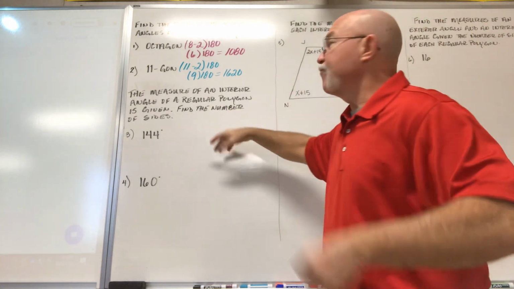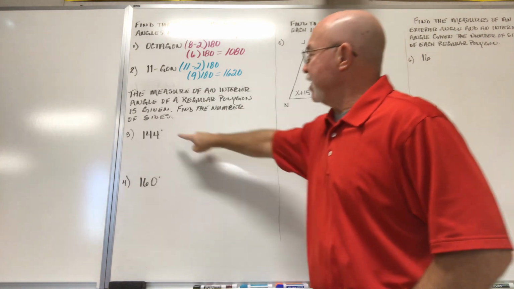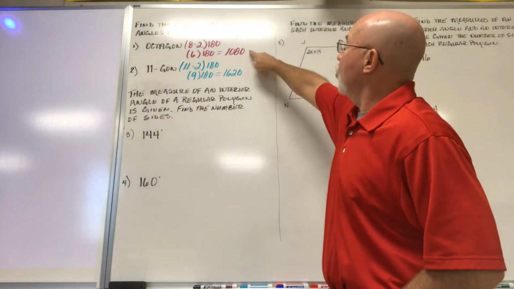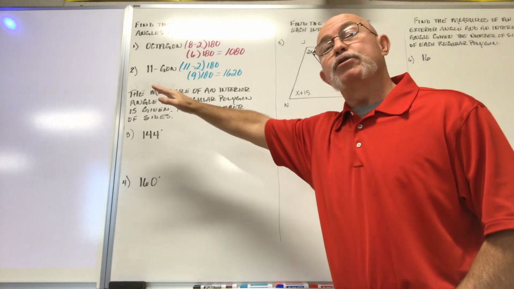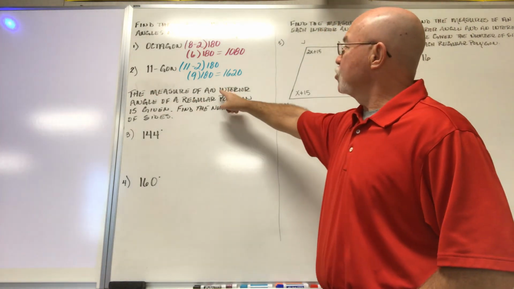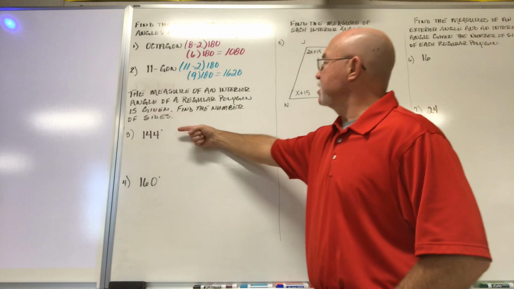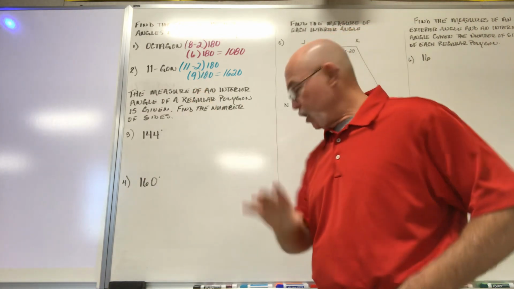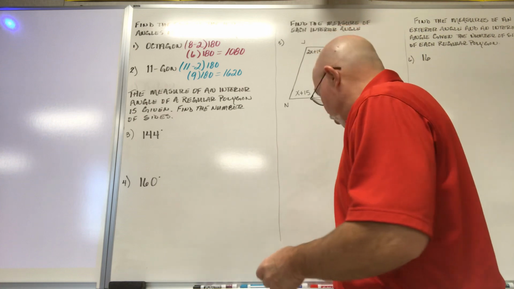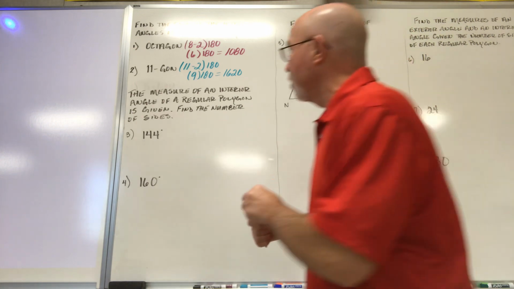Now, we'll take it a step further. The measure of an interior angle. So what we're given is the answer now. So we're going to work backwards. The measure of an interior angle is given. Find the number of sides. So in this one, we're going to find n. Start with your equation and work from there.